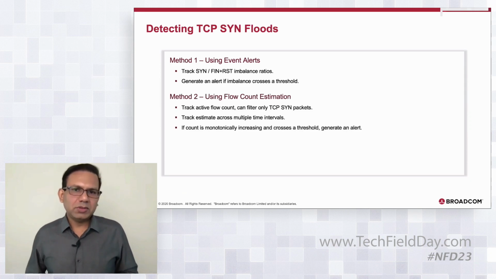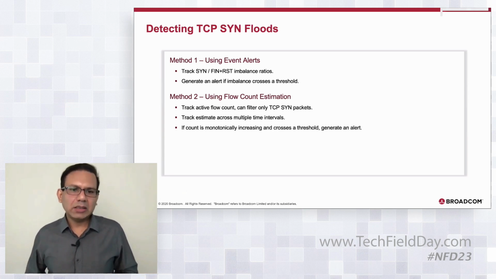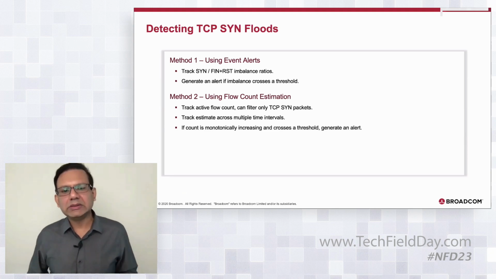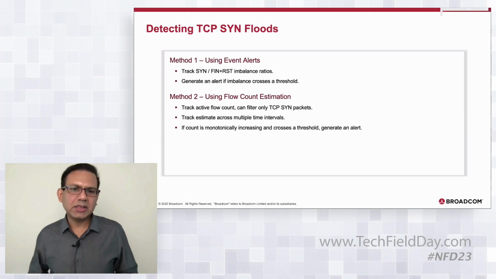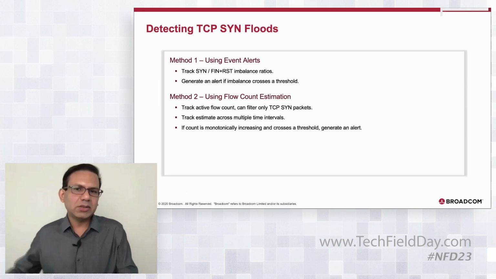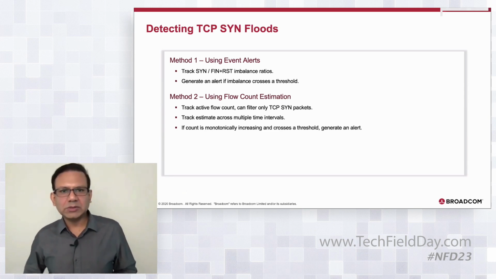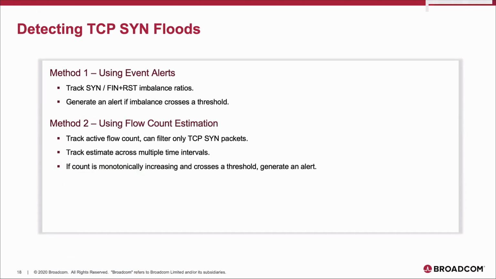Another method would be to rely on flow count estimation. You can track the active flow count, and you can filter on the TCP SYN packets that you're seeing. You can track the estimate across multiple time intervals. And if that count is monotonically increasing and crosses a threshold, then you can generate an alert, because now you are clearly seeing something abnormal going on. And you can add in smarts later on to keep track of estimates at different times of day, because your activity is going to change depending on the time of day.